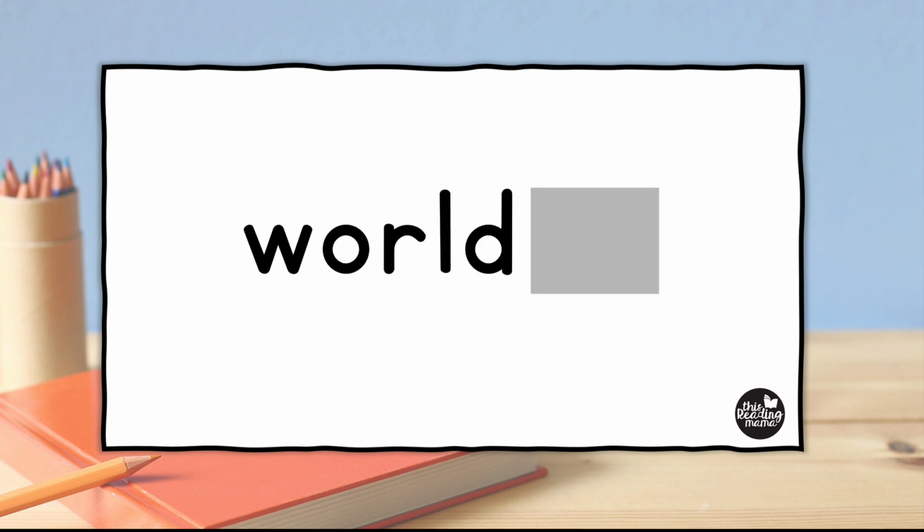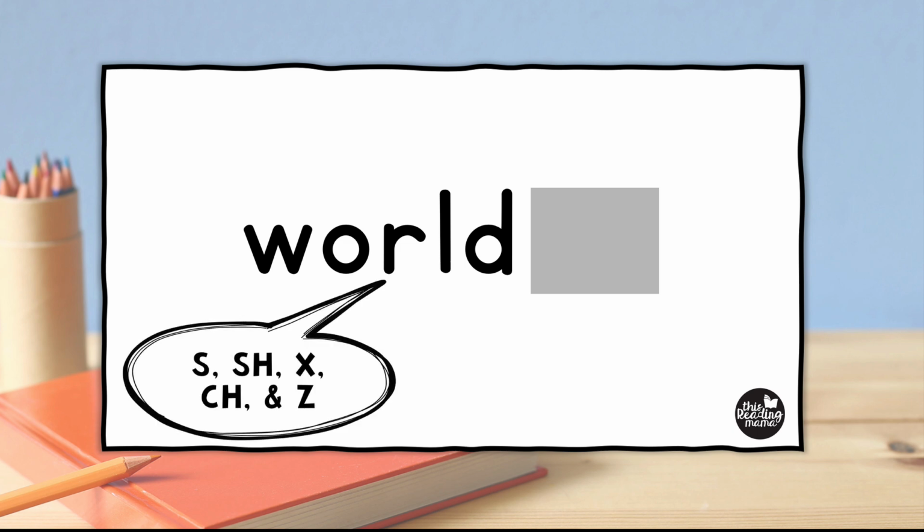Let's try another word. We have world. So once we've read the word, we want to ask ourselves, does it end with one of those letters or combinations of letters that requires us to add the ES? And we can say our tongue twister chant again. And as we look at the word world, we see we just have a D at the end. It doesn't have S, SH, X, CH, or Z. So then we're just going to add the S. And once again, we're going to say, don't just stop there. Read the word to see if it sounds right.